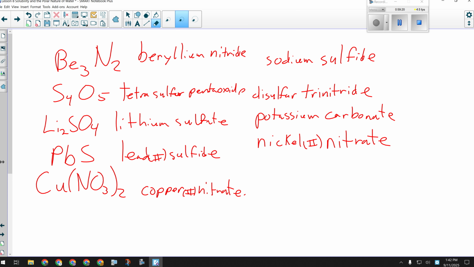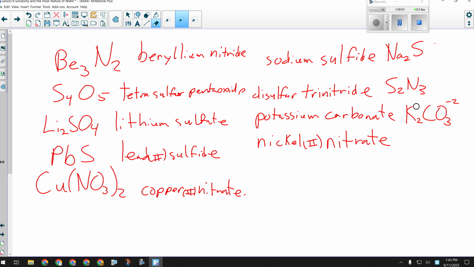How many people have done the next 4? All right, sodium sulfide, ionic or molecular? Okay, so I write sodium, it's a +1, sulfur, it's a -2, I drop and swap, Na2S. Disulfur trinitride, ionic or molecular? Molecular, okay, how many sulfur? How many nitrogen? Potassium carbonate, ionic or molecular? Okay, so potassium plus 1, carbonate, CO3, it's a -2.